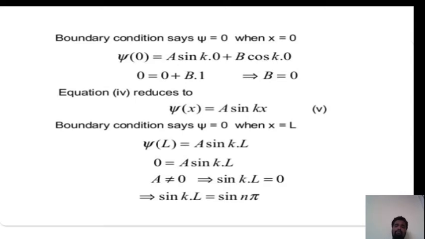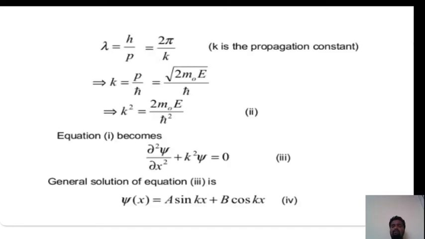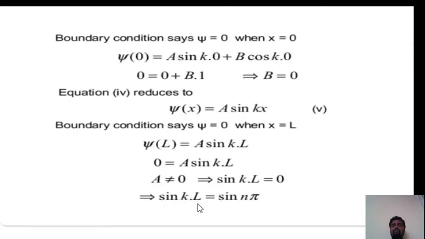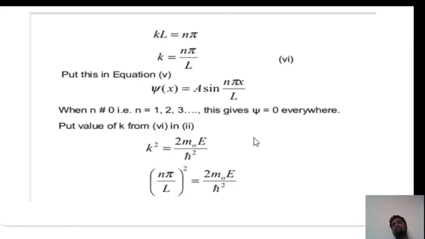Similarly, we use the second boundary condition, psi is equal to 0 at x is equal to L. Finally, with b equal to 0 in this expression, psi of x is equal to a sin kx. Now we have to find the value of k. By using the second boundary condition, psi is equal to 0 when x is equal to L, we get psi of L is equal to a sin kL, which is 0. So a sin kL is equal to 0. We know that a is not equal to 0, since initially we consider a as a nonzero constant. Then sin kL must be equal to 0.